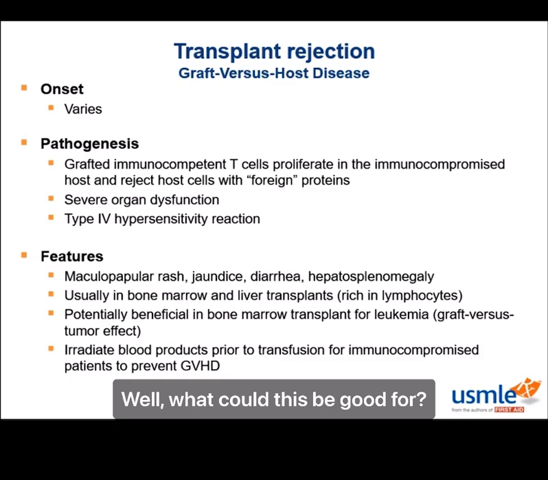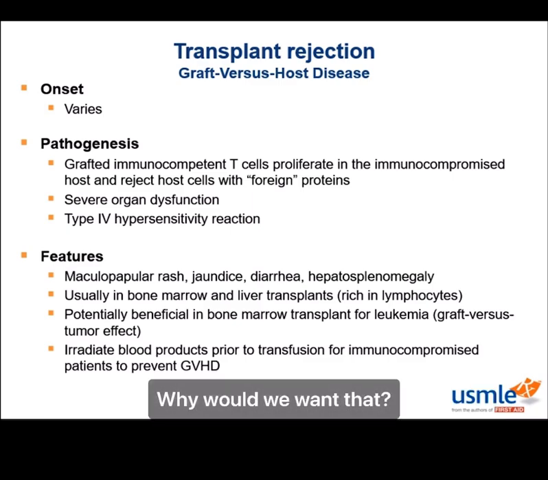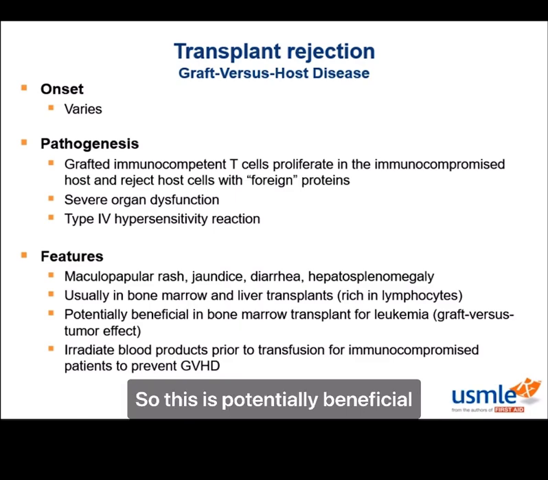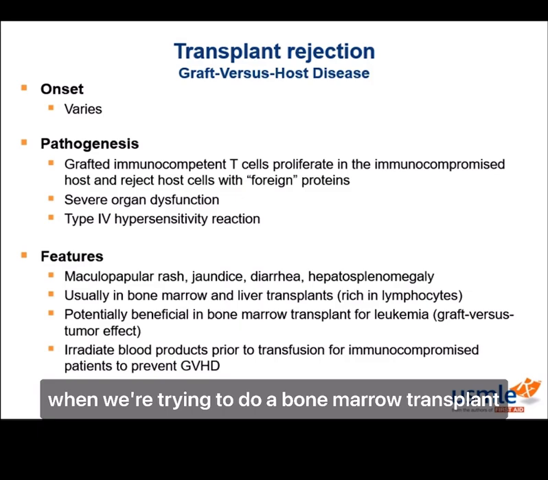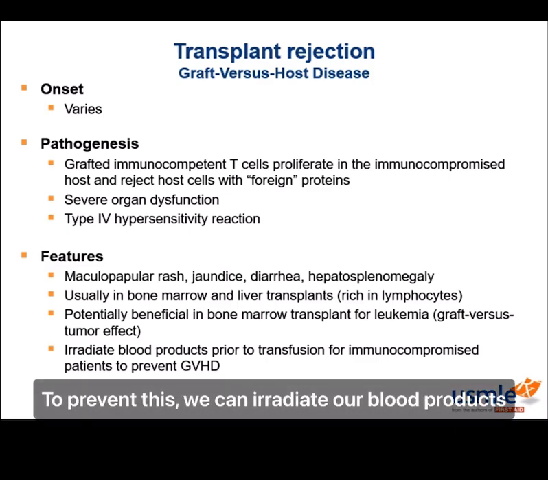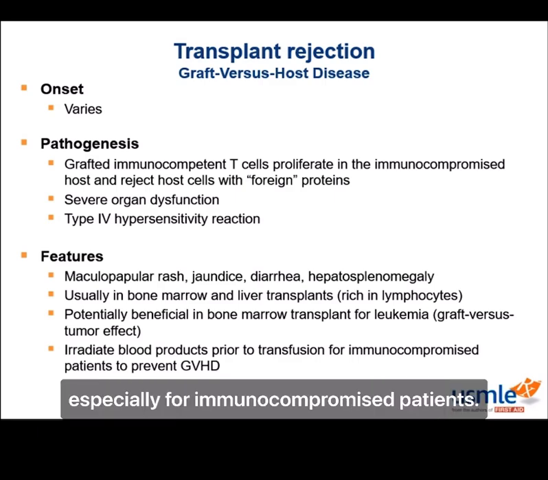Well, what could this be good for? Well, what if we want our body to get attacked? Why would we want that? Well, maybe there's something bad in it. So this is potentially beneficial when we're trying to do a bone marrow transplant for leukemia. It kills all the bad stuff. To prevent this, we can irradiate our blood products prior to transfusion, especially for immunocompromised patients.